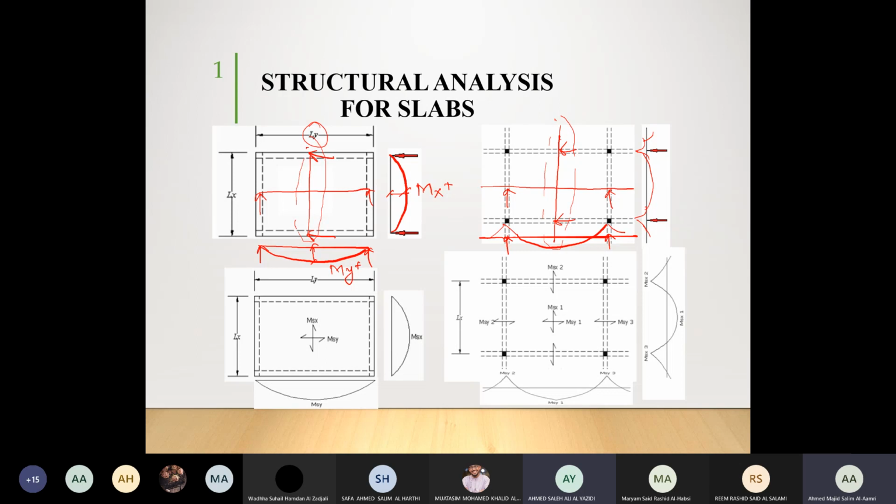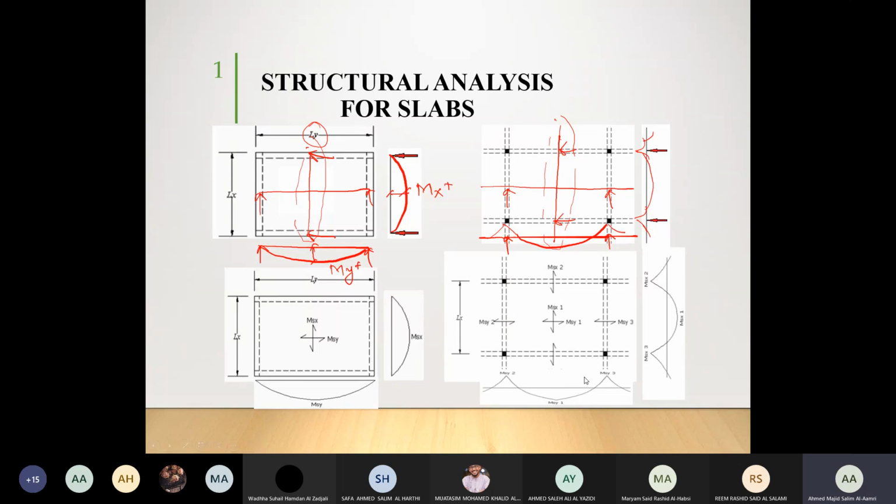The main difference between a one-way slab and a two-way slab. In one-way slab, you will have one major bending, so there will be one side drawing only. In two-way slab, there will be two major bending, meaning you need to calculate for both. For example, if you are talking about this case, then you need to calculate two bending moments. One is for Y, one is for X. And then you need to calculate two reinforcements. One is for X, one is for Y.